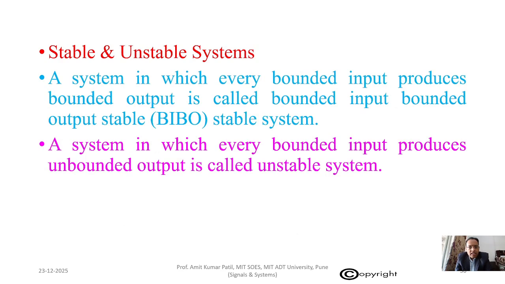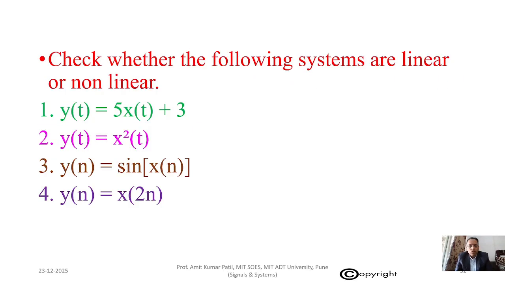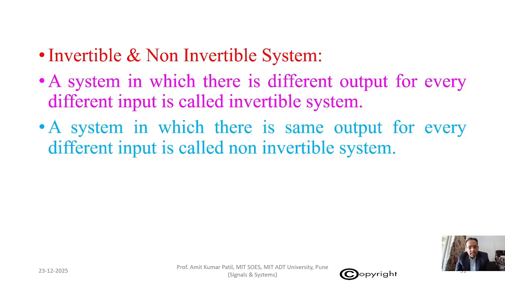Stable and unstable: the system which produces a bounded output for every bounded input is known as a stable system. Otherwise it is an unstable system. A system in which there is a different output for every different input is invertible. If it gives the same output for different inputs, it is a non-invertible system. So that is about the classification of signals and systems.